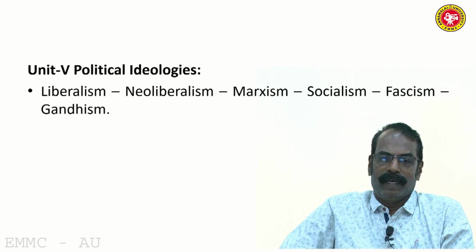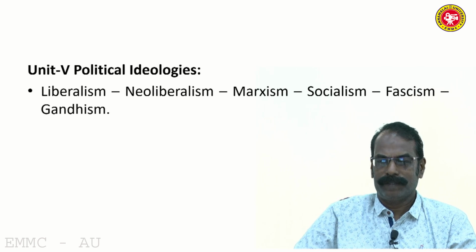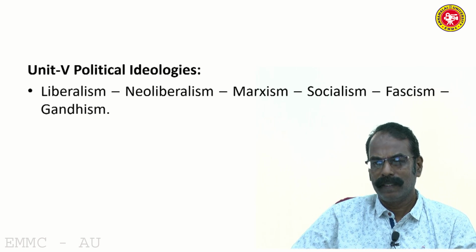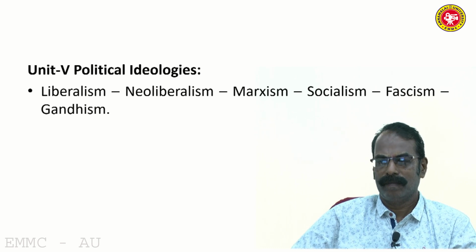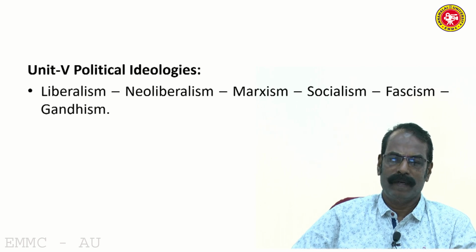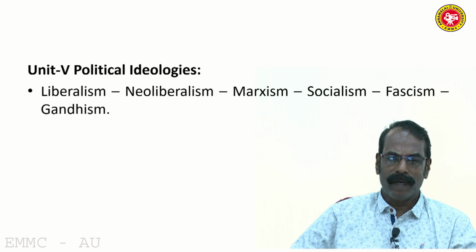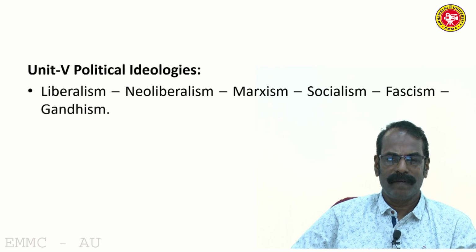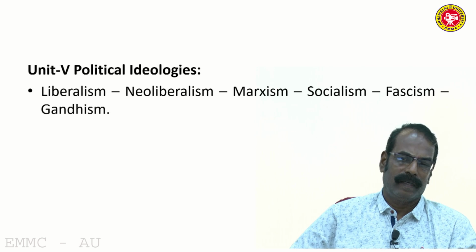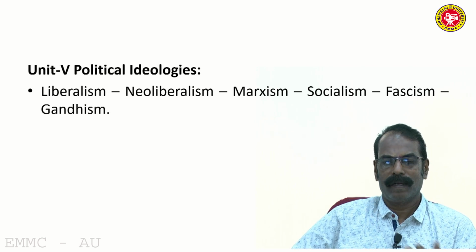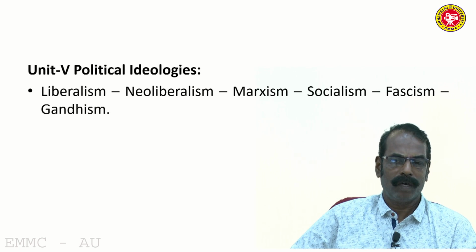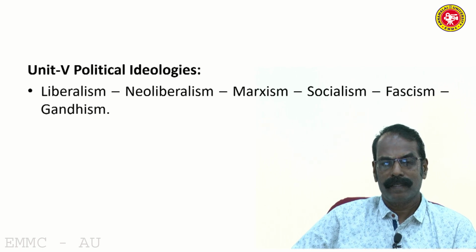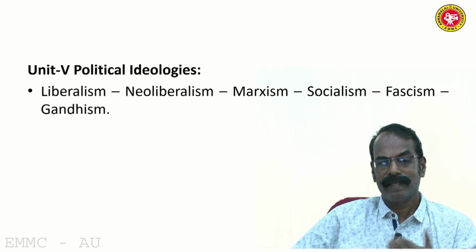Next, the last one is unit 5, political ideologies. Here we are going to look at major ideologies. Ideology is like a concept: liberalism, neoliberalism, Marxism, socialism, fascism and Gandhism. In liberal ideals, the state should be formulated on the basis of liberal tendencies, free, without restriction. For example, we were all controlled by the colonial process. We could not exercise our power or rule in a free manner. The state was directly controlled by another state, which is called colonialism.